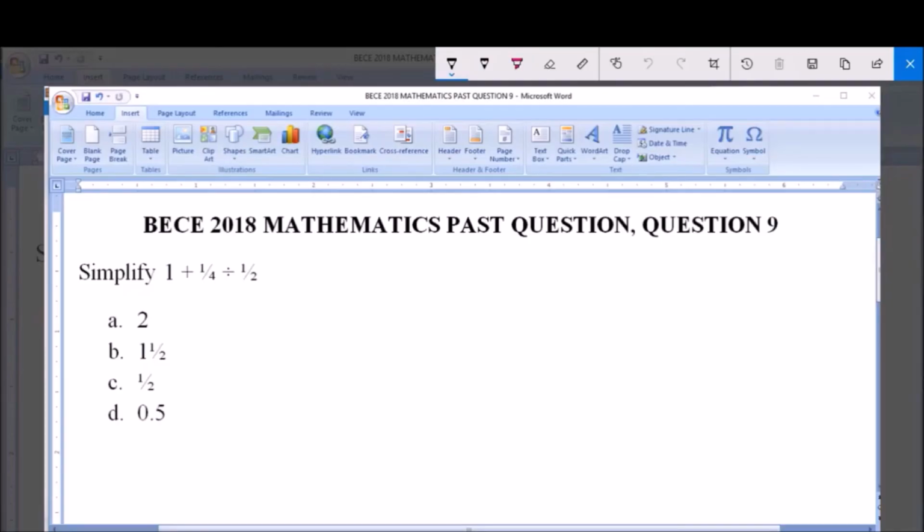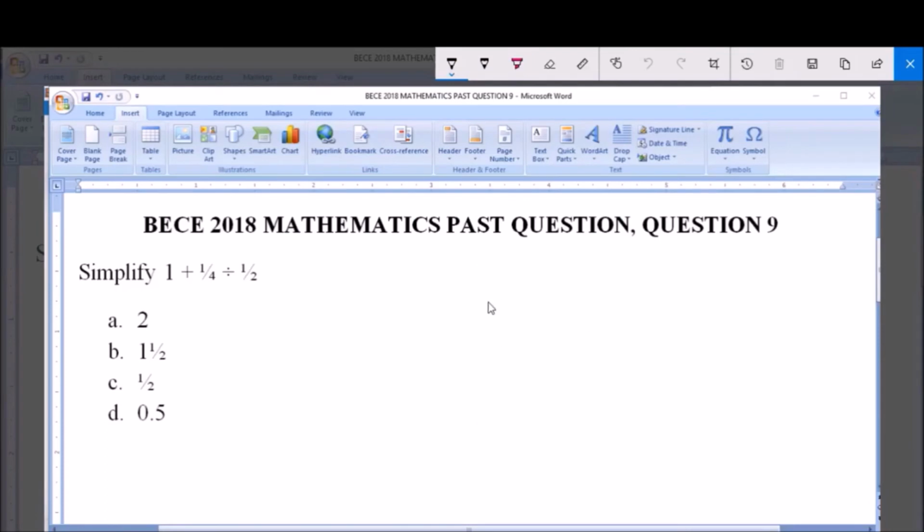Hello, good day and welcome. Today we're going to be dealing with BECE 2018 Mathematics Past Question 9. Simplify 1 plus 1 over 4 divided by 1 over 2. A, we have 2. B, we have 1 over 2. We have one whole number, 1 over 2. C, we have 1 over 2. And D, we have 0.5.